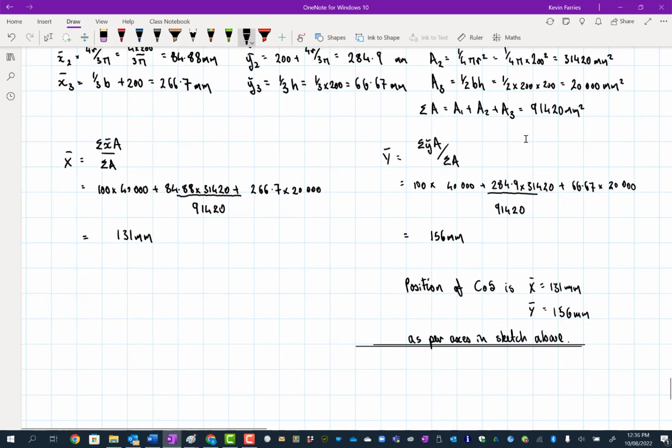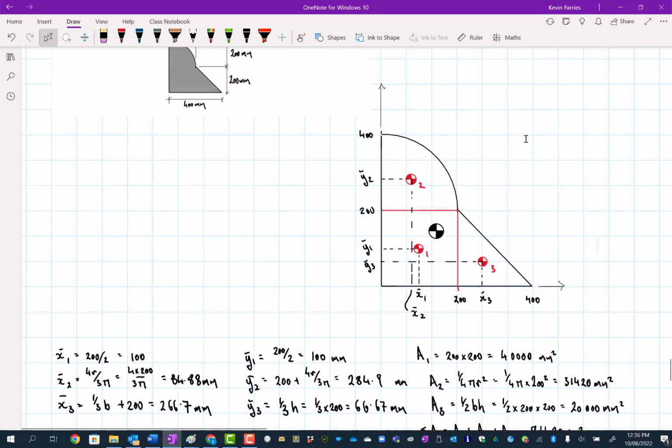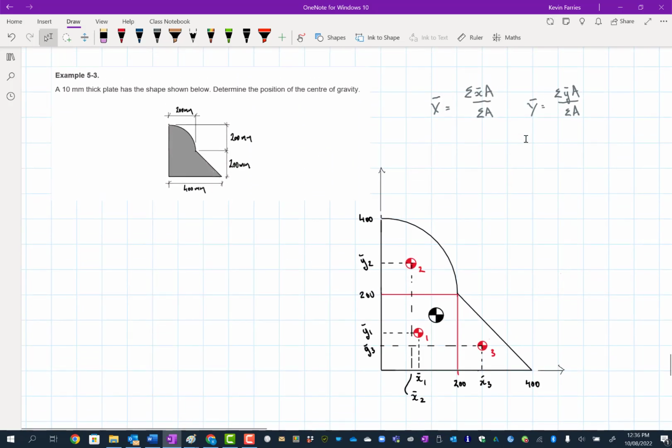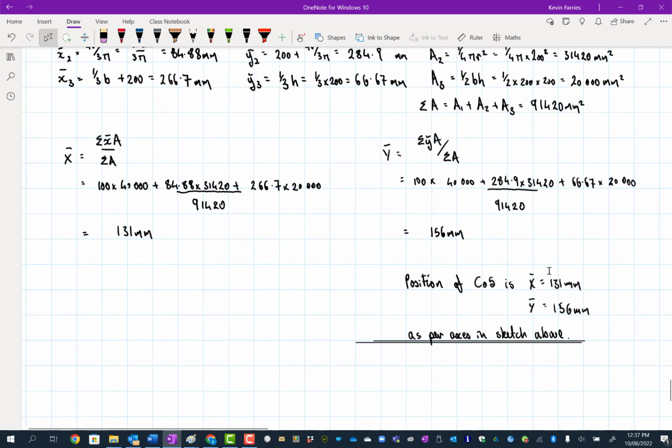Okay, so this one was just a plate. The main point of this is it's a composite plate, so you find each of your shapes, you go back and look at your formulae for where the centroid is for each of those shapes, and then you use these two formulae up here to figure out the centroid of the overall shape. That's all there is to it. Next one.